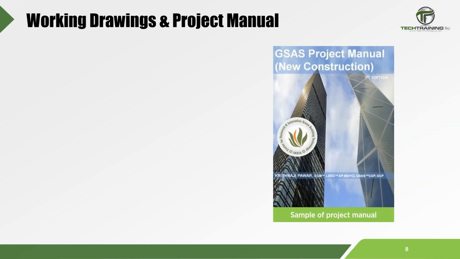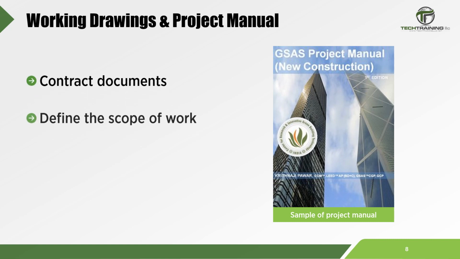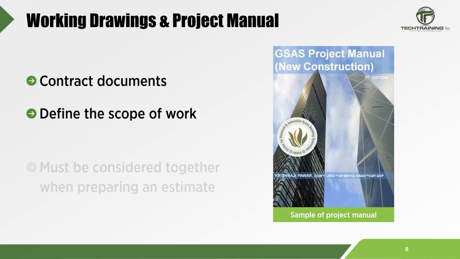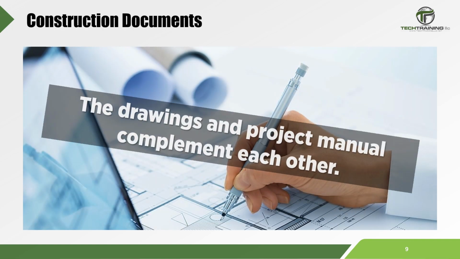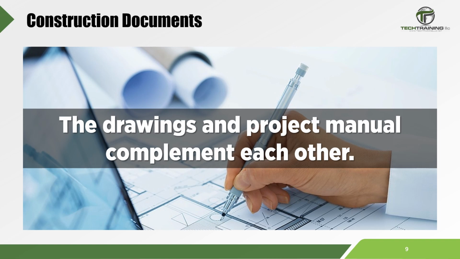In fact, the working drawings and the project manual constitute the majority of the contract documents. They also define the scope of work and must be reviewed together when preparing an estimate. The drawings and project manual complement each other and often overlap in information. The bid submitted must be based on the scope of work provided by the owner or the owner's representative.